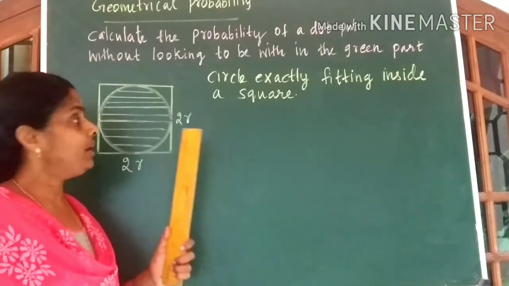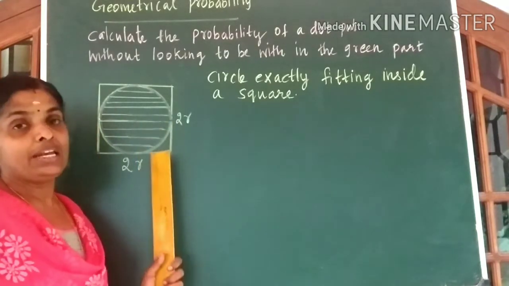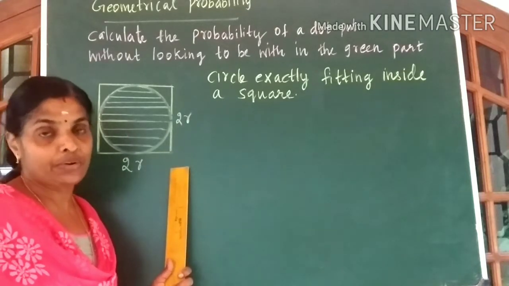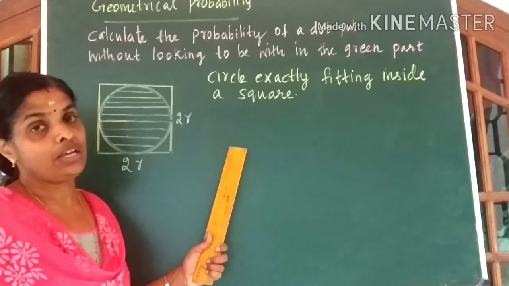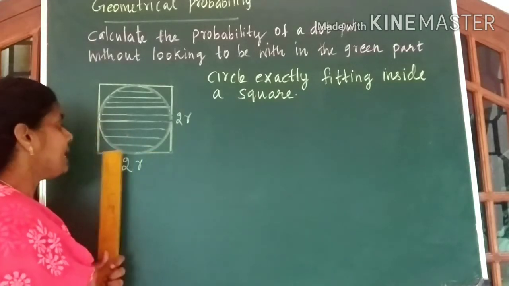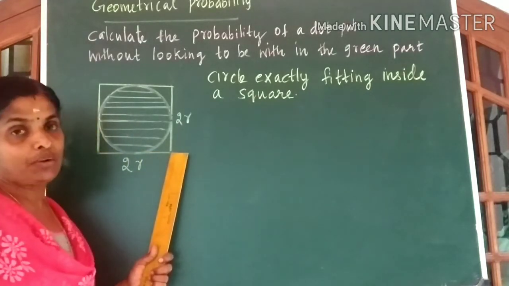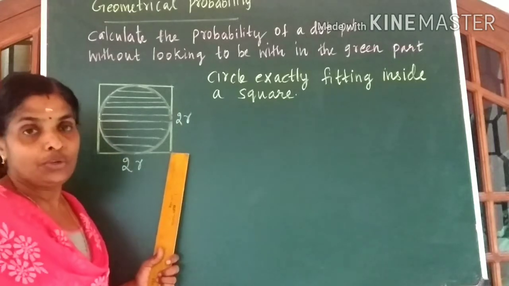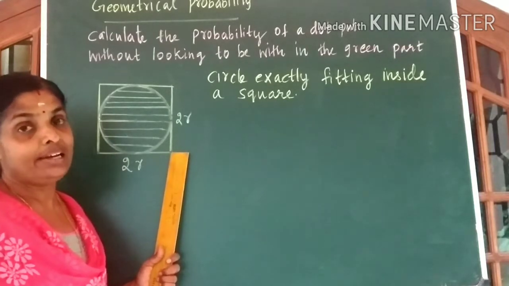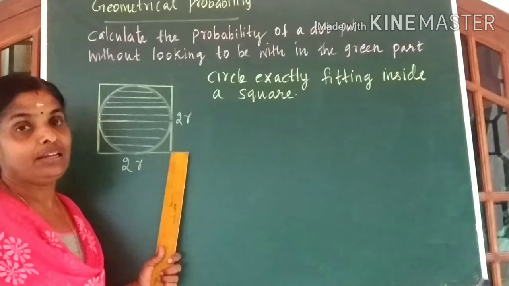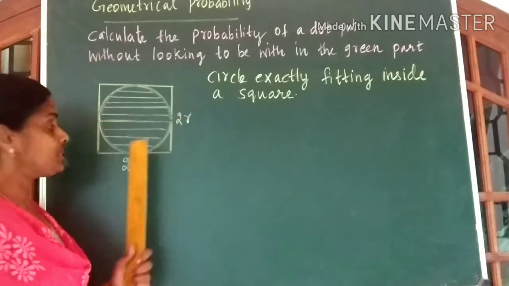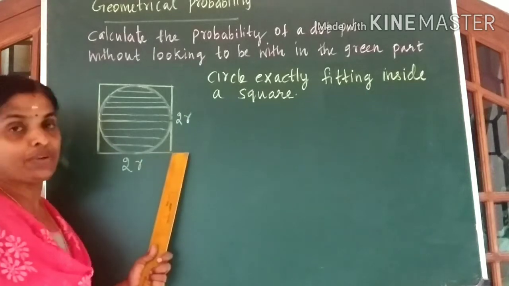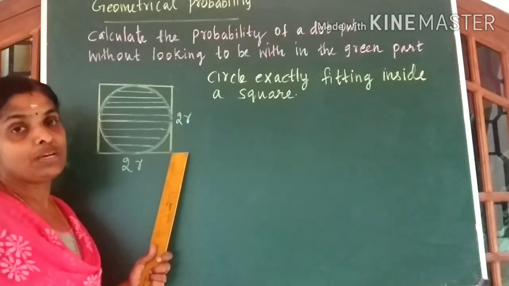Find the area of circle and also find the area of a square and divide area of circle by area of square. I took each side of the square to be equal to 2r. 2r is nothing but the diameter of the circle. Here, diameter of the circle becomes the side of the square. Now, let us use our formula.